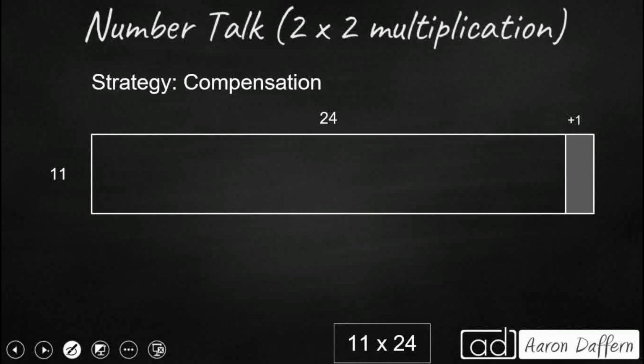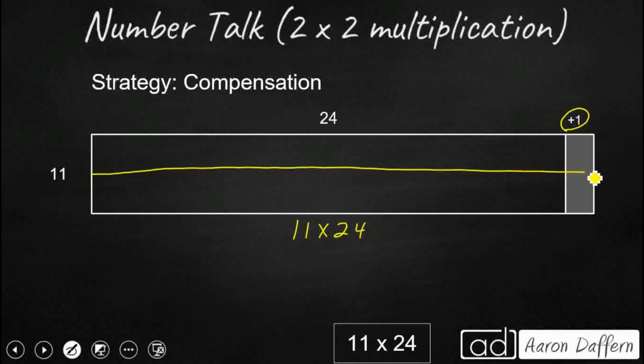Now, another strategy that sometimes works is going to be compensation. So let me show you what that looks like. We're going to take one of our numbers. We're going to change it a little bit to make it easier to multiply with. I'm going to add 1 to that 24. So I'm going to pretend like this whole thing is 11 times 25, just because 25 is a little bit easier to multiply with. That's like quarters.